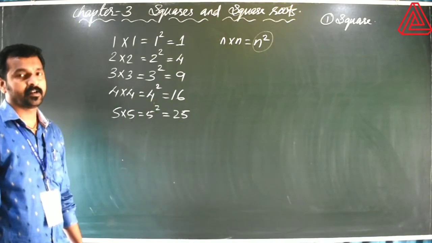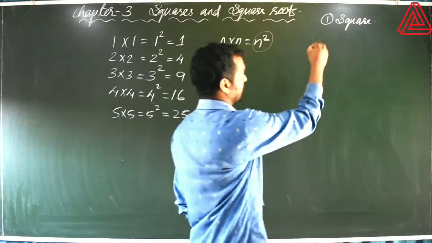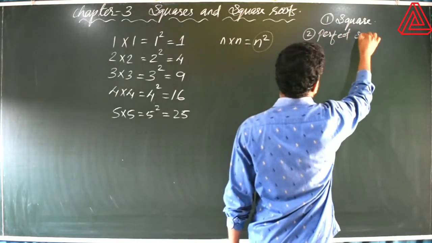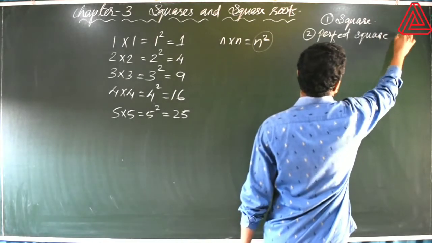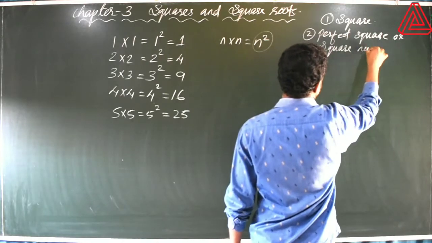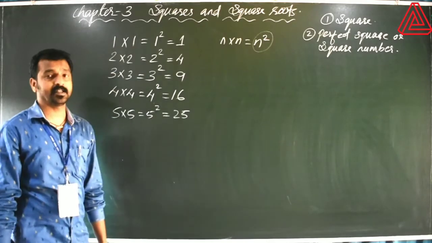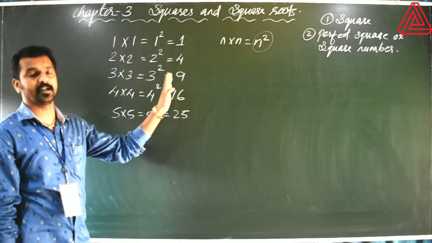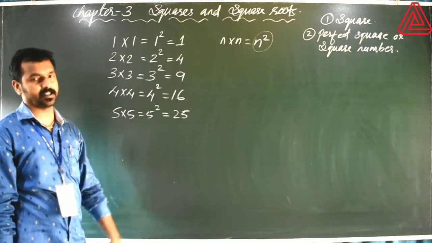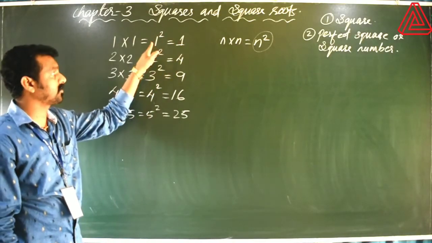Okay, now next one, perfect square or a square number. That is the second one. A number is said to be a perfect square or a square number if it is the square of some natural number. That is, 1 is a perfect square because it is the square of 1.